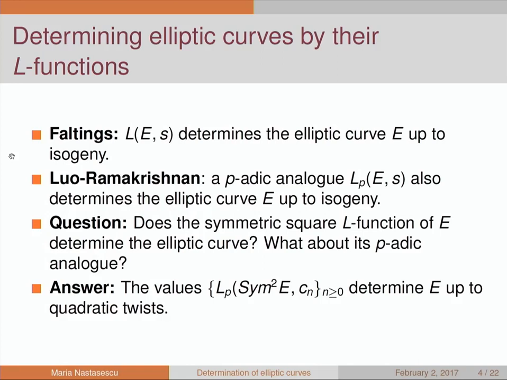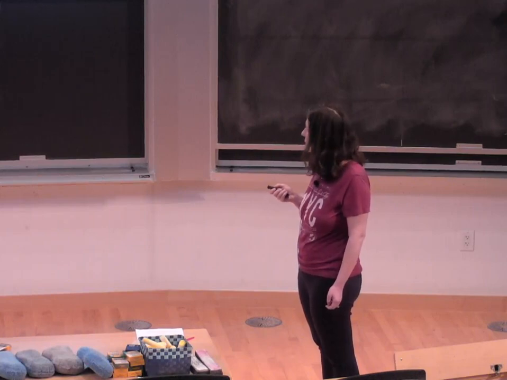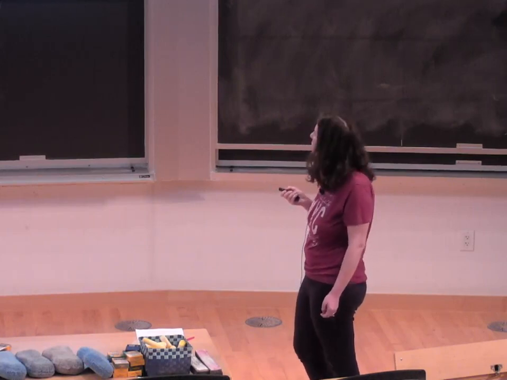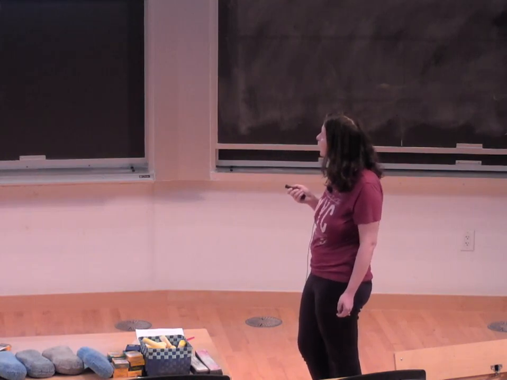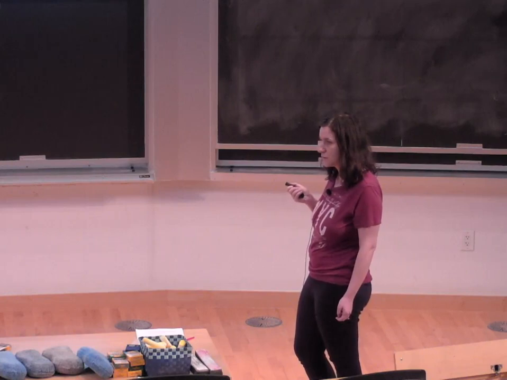So, yes? In the symmetric square, you have the alpha_p and the beta_p. Then you have the a_p, and the a_p determine the elliptic curve. So maybe I don't understand the question. If you know the symmetric square, what does it mean to know the symmetric square? Because you have all, so we call it alpha_r and beta_r. If you have the symmetric square, yes, you have all the alpha_r and all the beta_r. Then you have all the a_r. Yes. Then you have the L function. Then you determine the curve.